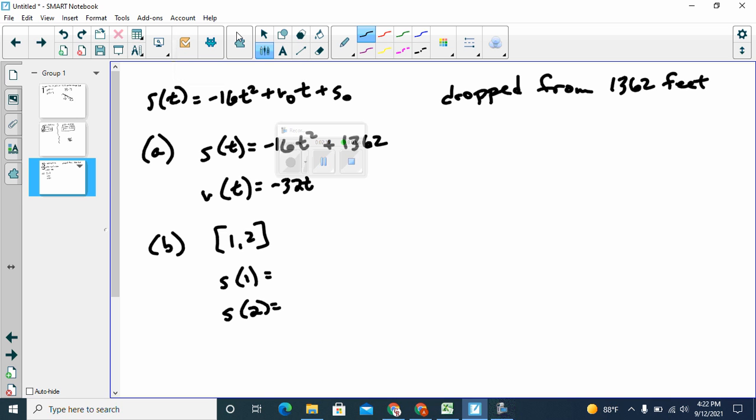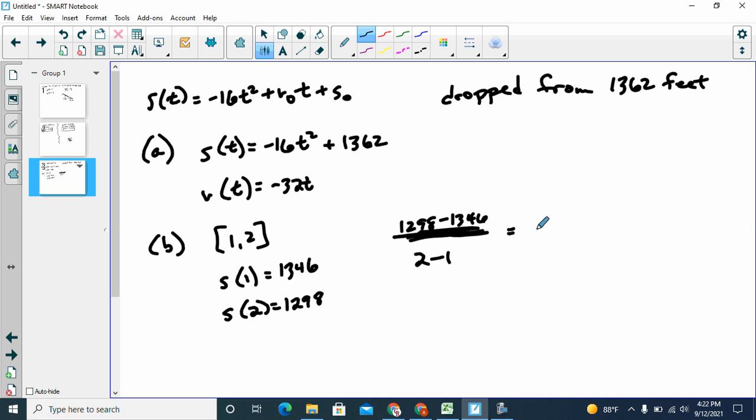So plugging 1 in for time into position gives me 1,346 feet. Plugging 2 into position gives me 1,298 feet. So the slope between those, that's a divided by symbol, gives me negative 48.